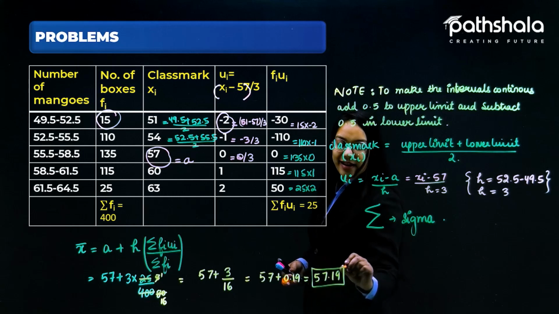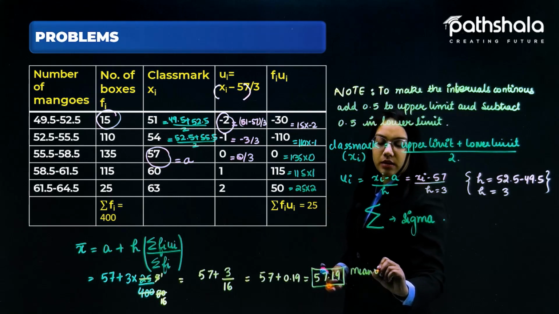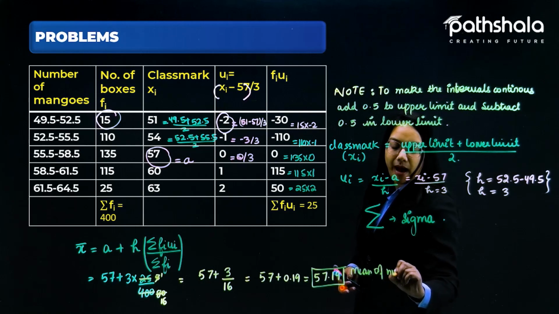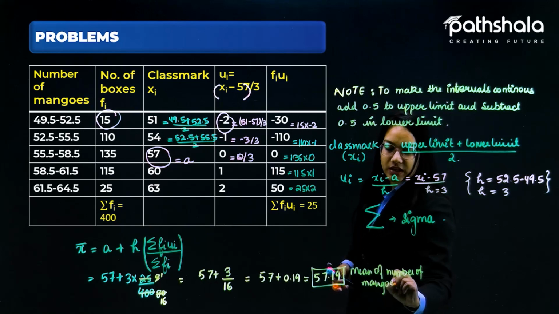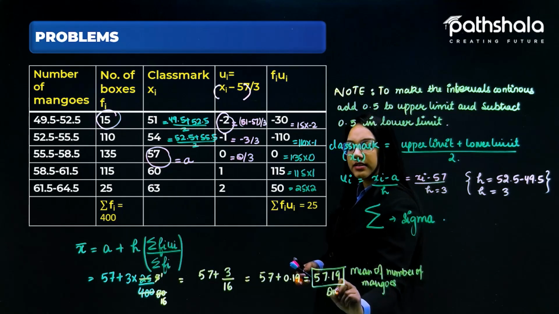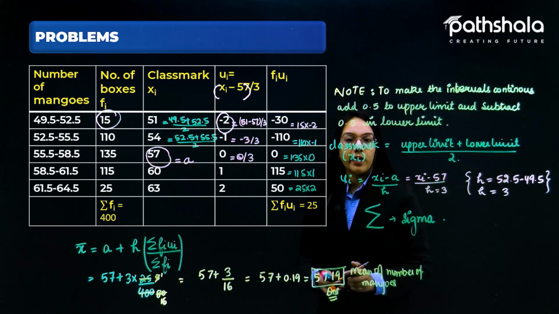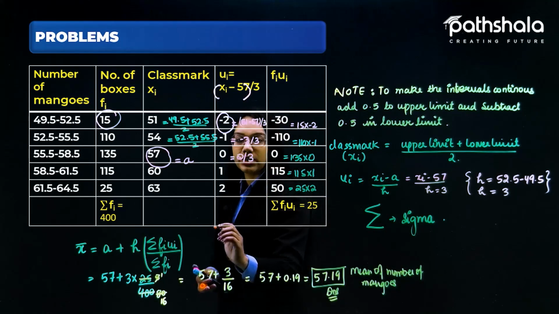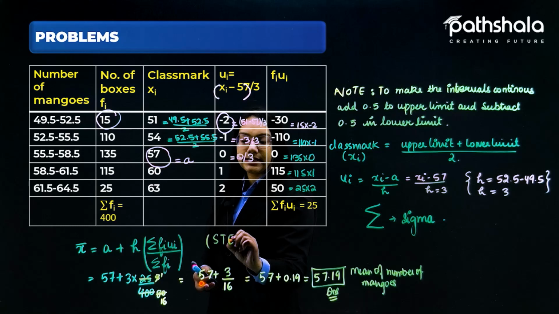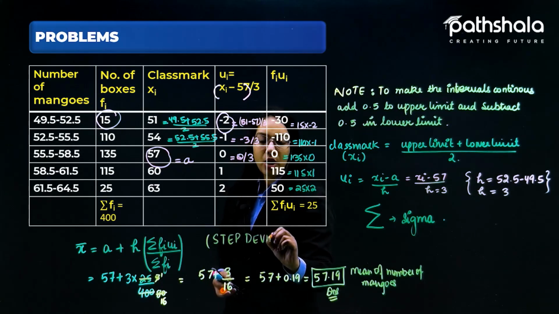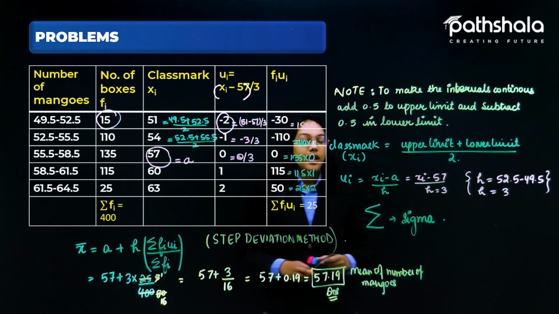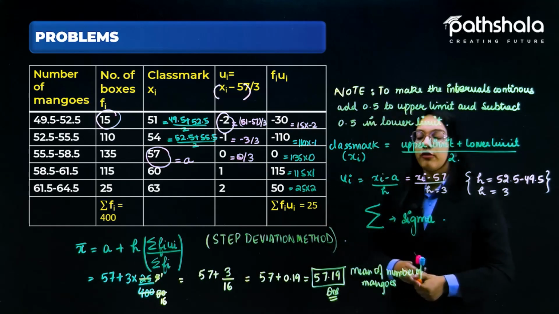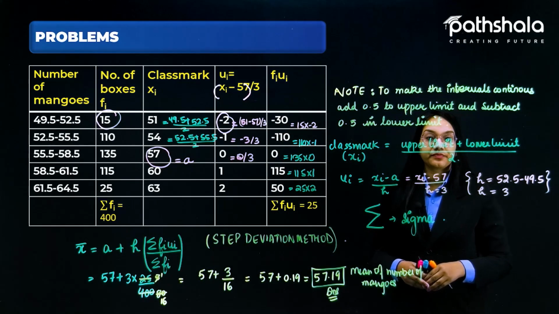So hence at the end, the mean of the number of the mangoes comes out to be 57.19, and this is the answer for this particular question. Remember, I have used the step deviation method over here in order to find the answer for this one. So this is the step deviation method, and the answer for this question is 57.19.